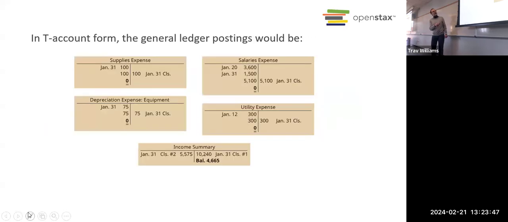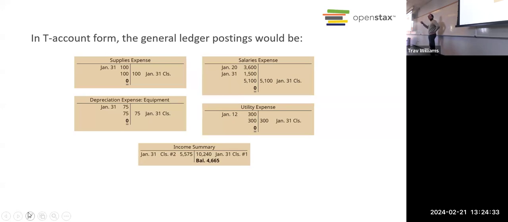Okay, and let's see what that looks like in the ledger here. So the supplies expense account previously had a $100 balance. We credited $100, now it's down to 0, right? Same thing here, salaries expense had a $5,100 balance. We credited $5,100, get it down to 0. But now if we look at the income summary account, we have the previous credit from when we closed out revenue, and then we have the debit from when we just closed out the expenses. When we subtract this debit, it leaves us with a credit balance, $4,665.